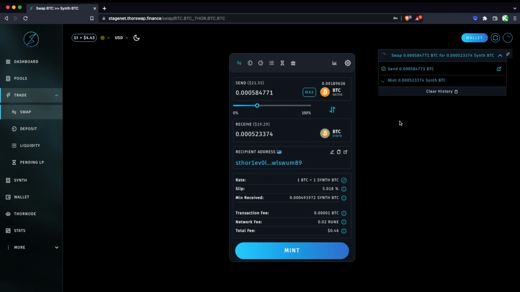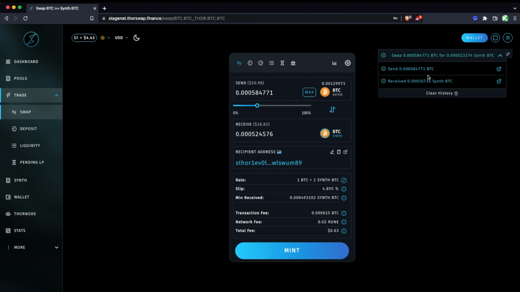So as that goes through, what's really happening on the back end here is that native Bitcoin is being added to the Bitcoin Rune liquidity pool. So half of that Bitcoin is essentially being sold to buy Rune, which puts buy pressure on Rune, but it also means that the synthetic Bitcoin is backed by the 50-50 liquidity pool position of Bitcoin and Rune.